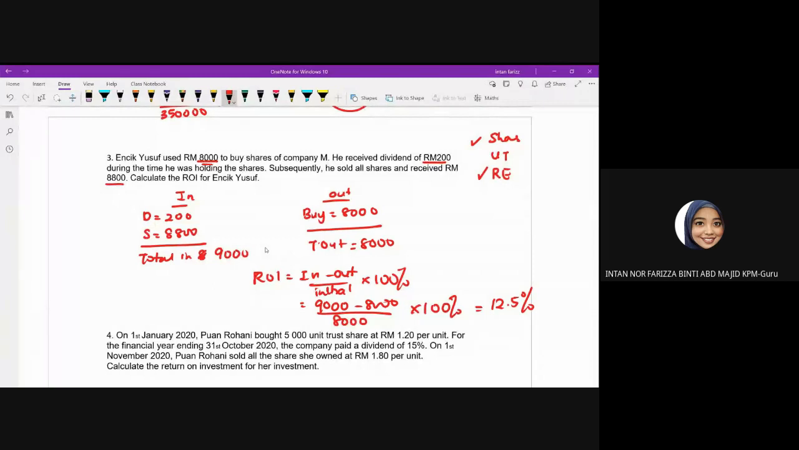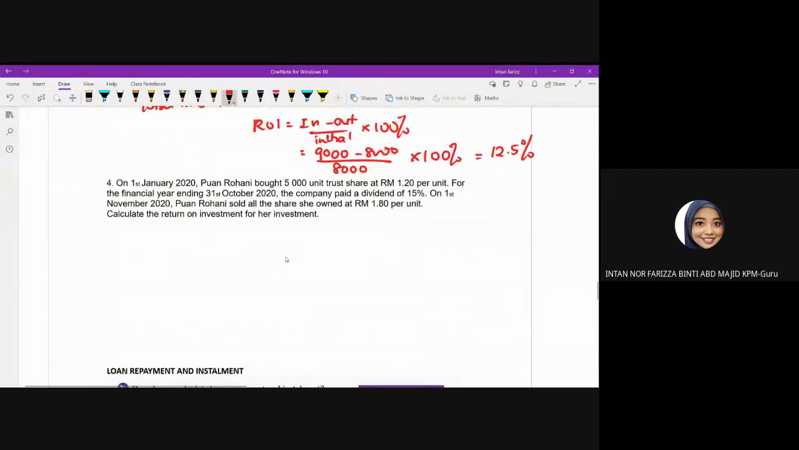Alright, let's look at the next one. On the 1st January 2020, Puan Rohani bought 5,000 units of unit trust shares for the price of 1 ringgit and 20 cent. So I put in and out. She bought, so a buy is 5,000 units. What's the price of one unit? It is 1 ringgit and 20 cent. Multiply this and you get RM 6,000. This is the amount of money that she spent to buy all the shares.